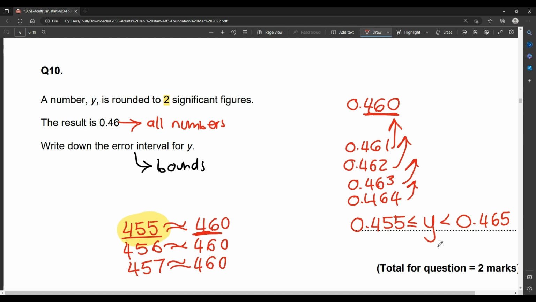It is a little bit strange at first with these error intervals. Your trick is always to try to find a 5 at the end of both. So it's this range: all of the numbers from 0.455 to 0.465 would round to 0.46.